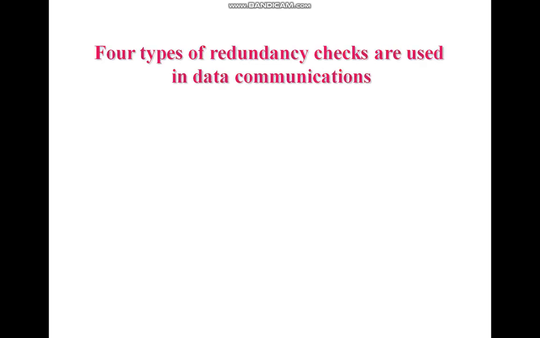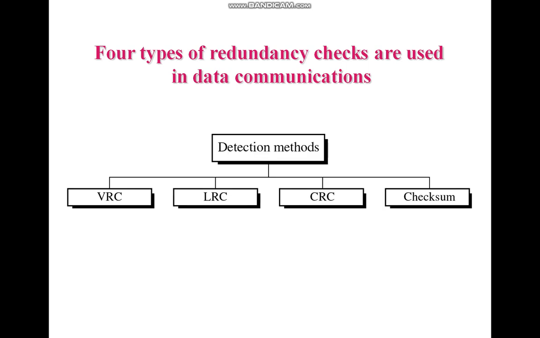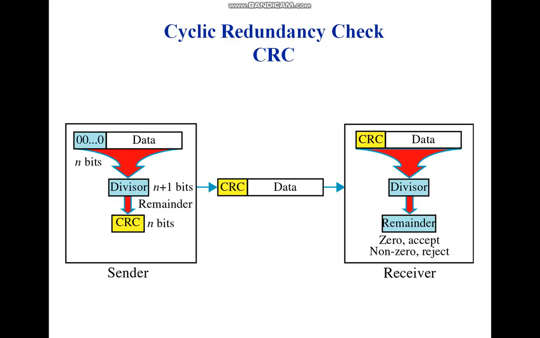Four types of redundancy checks are used in data communication: VRC, LRC, CRC and checksum. In our servers we have only CRC and checksum. So we are first going to see about the CRC, cyclic redundancy check.